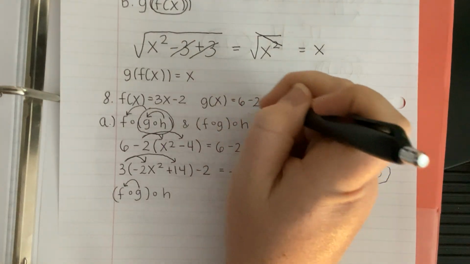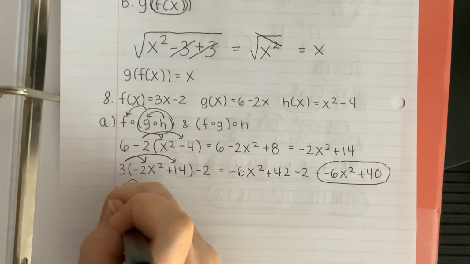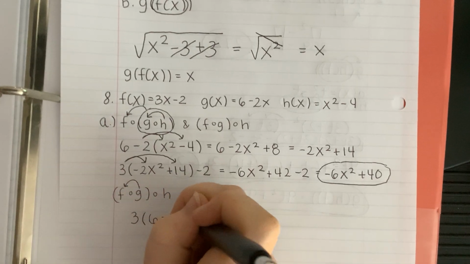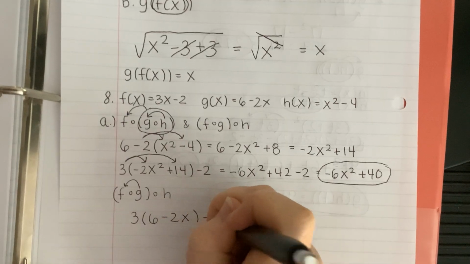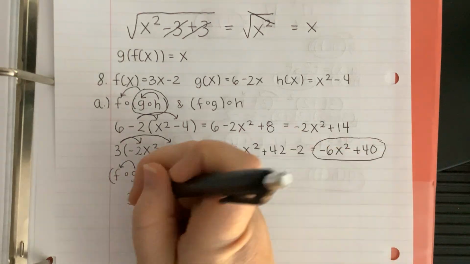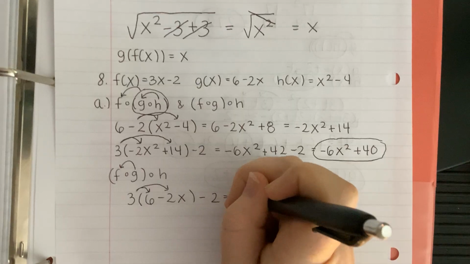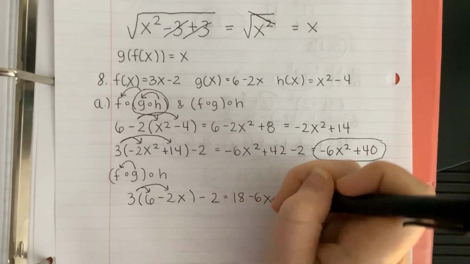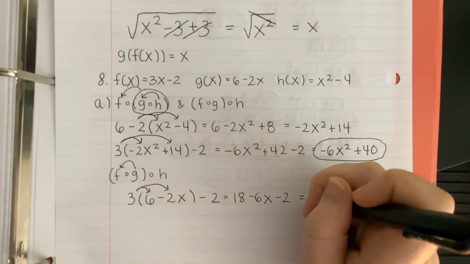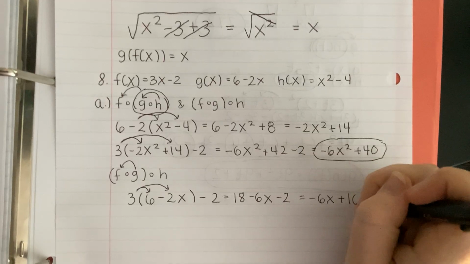So taking this g of x and plugging it in to your f equation. So you're going to have 3 times 6 minus 2x, minus 2. And you're going to simplify. So you're going to distribute your 3: 18 minus 6x minus 2, and then break it down. Negative 6x, and then 18 minus 2 is going to give us positive 16.